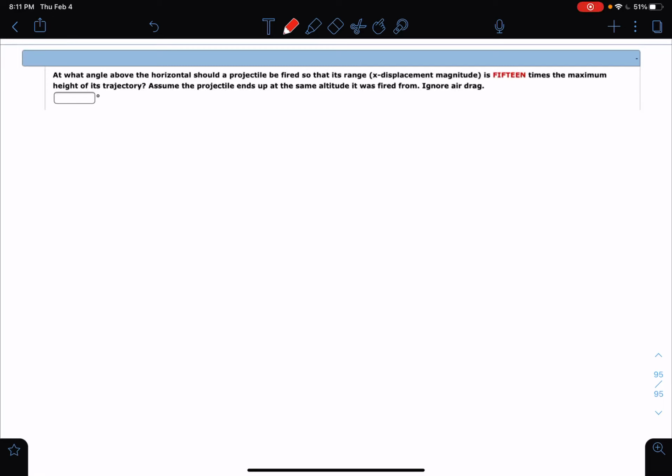At what angle above the horizontal should a projectile be fired so that its range, which is the x displacement magnitude, is 15 times the maximum height of its trajectory? Assume the projectile ends up at the same altitude it was fired from, ignore air drag.